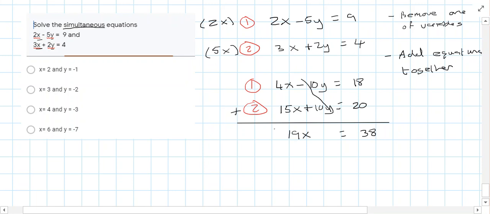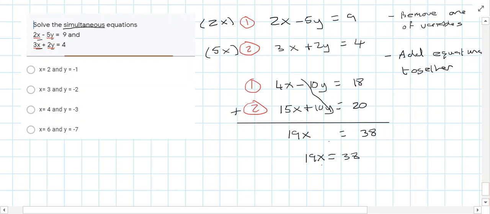So now what we have is a combined equation, and we can write it down here. We can leave it like this. So it's 19x is equal to 38.